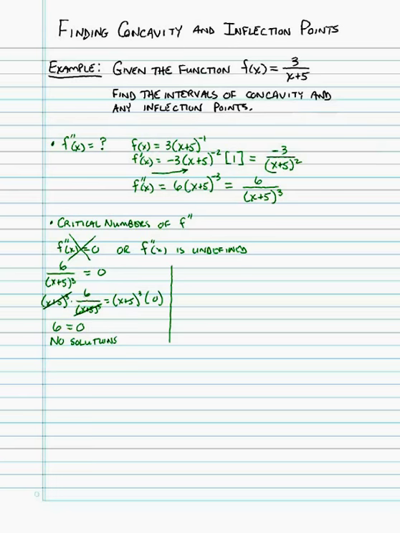But on the other hand, when we consider where the second derivative is undefined, because we have that x plus 5 in the denominator, if we used a negative 5 for x, we would get a 0 in the denominator. So it's undefined when x is equal to negative 5. Okay, that's when it's undefined. And so that becomes the single critical number.